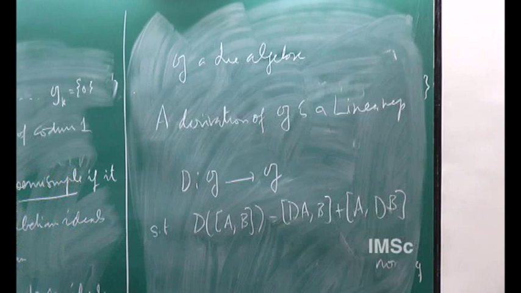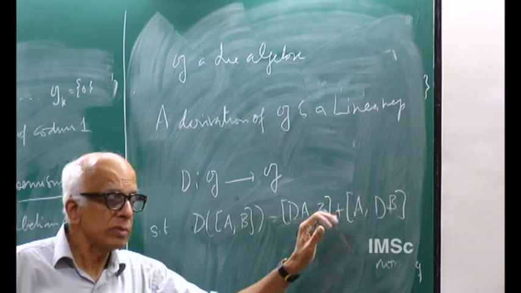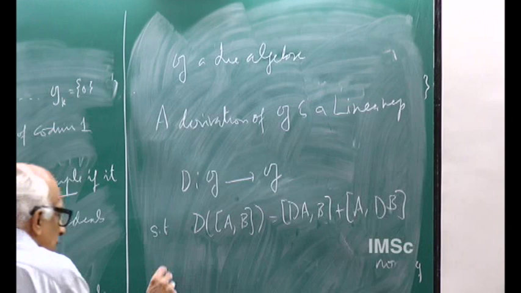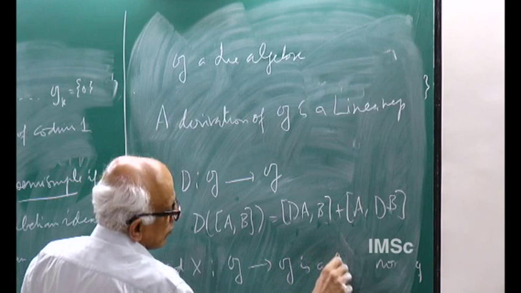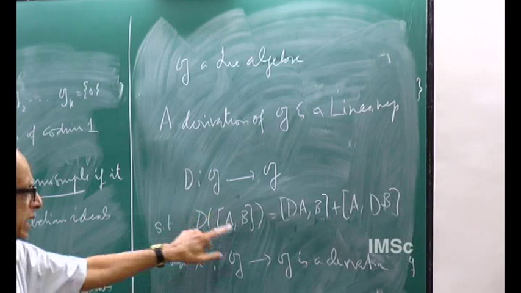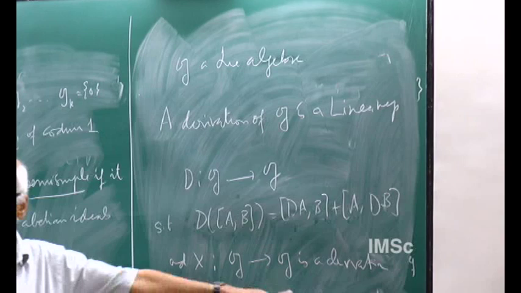Once again, it's something like the Leibniz formula. There's some kind of product you're taking here. The differentiation of a product is the first term differentiated times the second term, plus the first term times the differentiated second term. So such a thing is called a derivation. Ad X, G to G, is a derivation. This is nothing but the Jacobi identity. Go through that. You write down this condition. What do you get? X bracket AB equals bracket XA, B plus A bracket XB. And that, after some permutation, is simply the Jacobi identity. Okay. So ad X is a derivation, for instance.